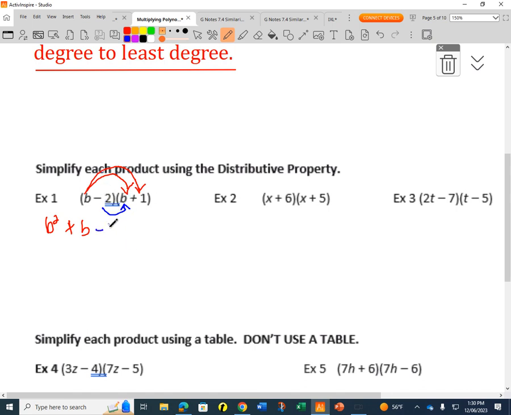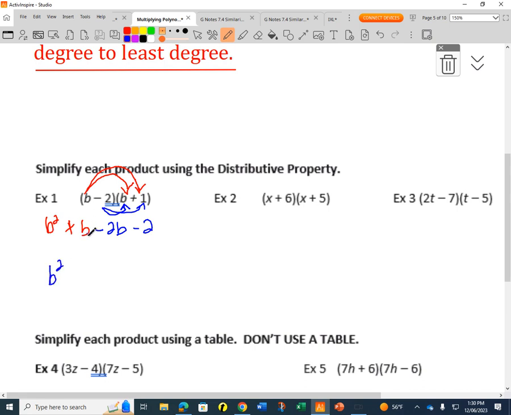Negative 2 times b is minus 2b, and negative 2 times 1 is minus 2. So we used the distributive property. Now we're going to combine all the like terms. Well, remember the like terms are the same variable with the same exponent. So there are no other variables with an exponent of 2. So we're going to bring that down.